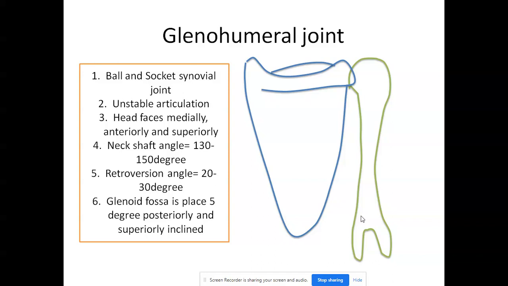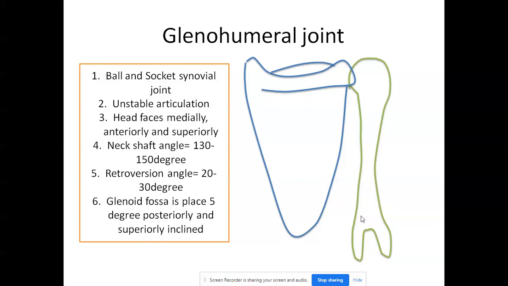The head of the humerus faces medially, anteriorly, and superiorly. The neck shaft angle of the humerus is 130 to 150 degrees. The retroversion angle of the humerus is 20 to 30 degrees. The glenoid fossa is placed 5 degrees posteriorly and superiorly inclined.